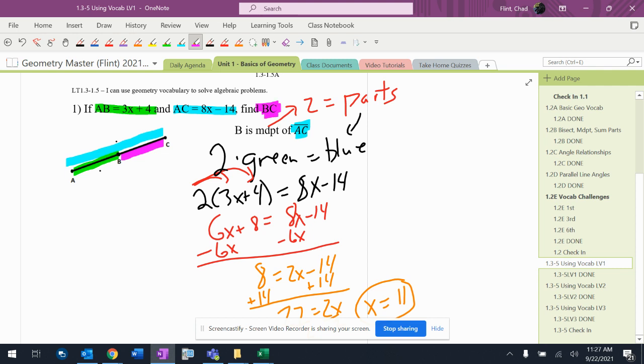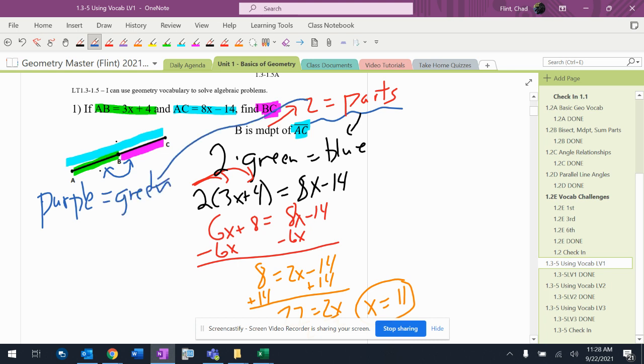I don't have any algebra for BC, but I do know from before that the green and the purple are equal because of this two equal parts thing. So that means whatever green is, I know purple is. So I'm going to write down purple equals green. Again, I don't need to write anything extra, because of that two equal parts thing. So 3 times 11 plus 4 is 37.